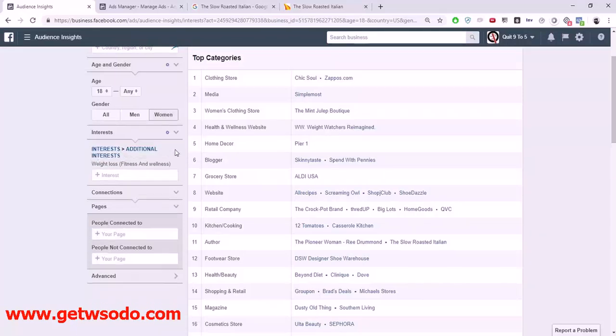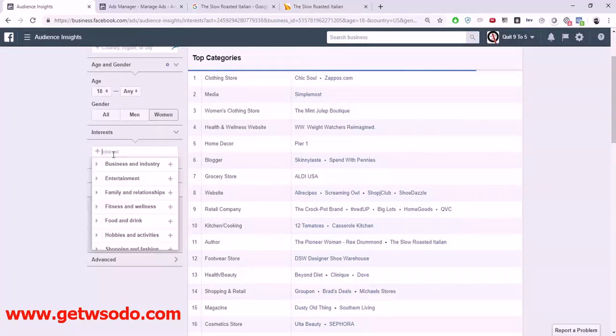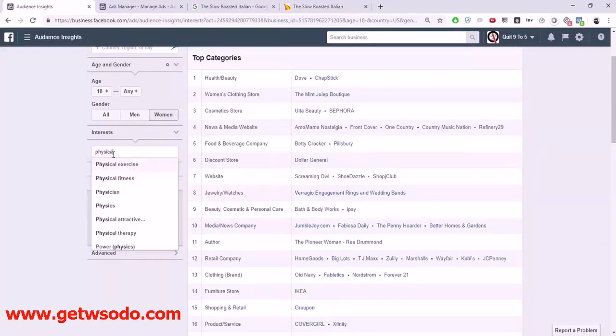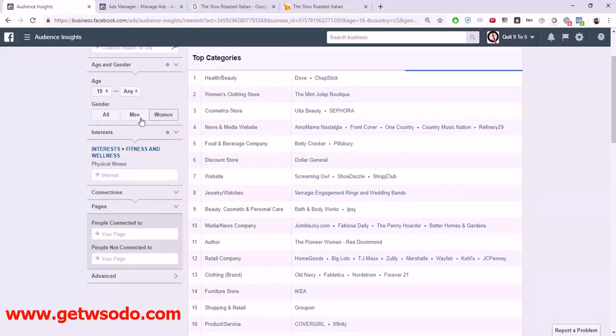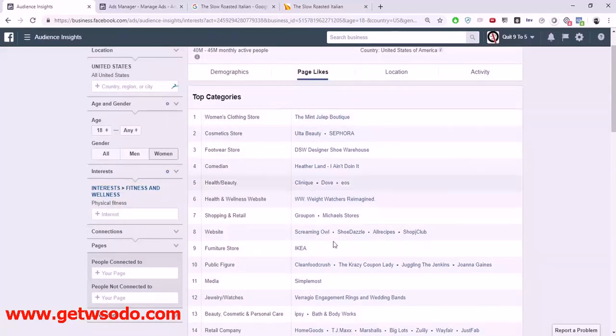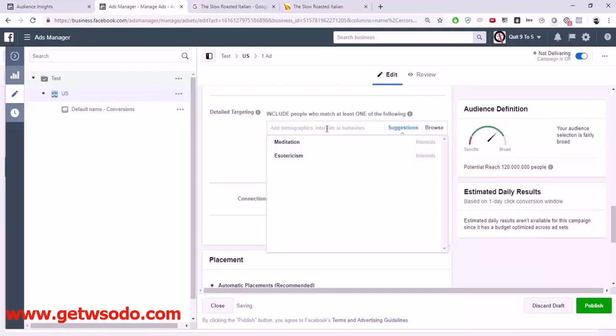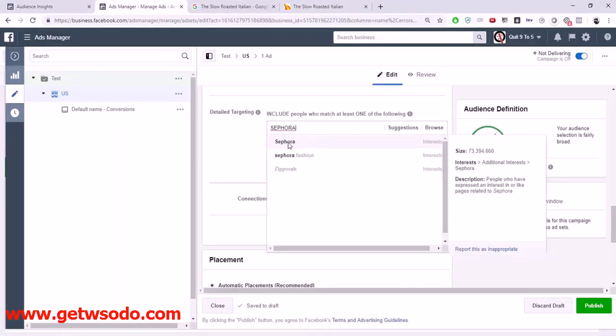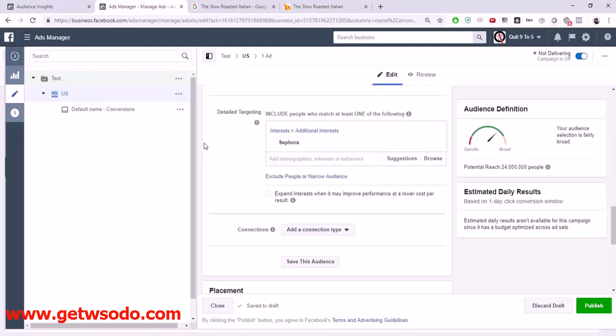So you can do, this is just for weight loss, by the way. So you can do a bunch of other interests in there. So you can do like physical fitness. So women who are into physical fitness, and this whole thing is going to be completely different. So comedian, Heatherland, cosmetics, Sephora. So that might be a good one. You never know. And it's all about testing, guys. At the end of the day, Sephora's huge. So 73 million. So at the end of the day, though, it's all about testing and training your pixel.